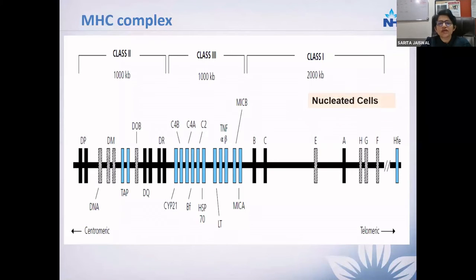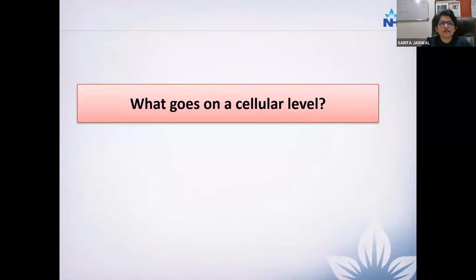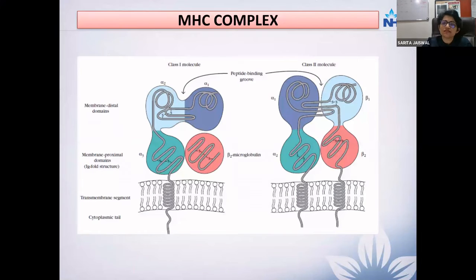Class 1 MHC molecules are found on all nucleated cells, and class 2 are basically found on hematopoietic cells like lymphocytes, dendritic cells, and macrophages. Now, what is significant is what happens at the cellular level. This is the crystallographic picture, which is 3-dimensional, but this cartoon shows the 2-dimensional picture and its structure.